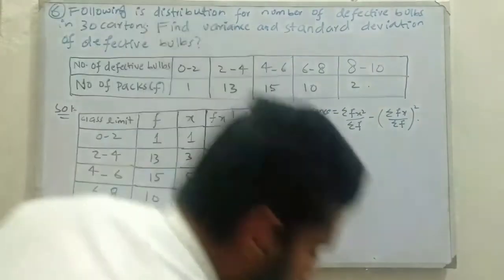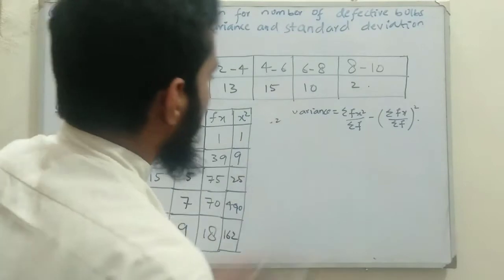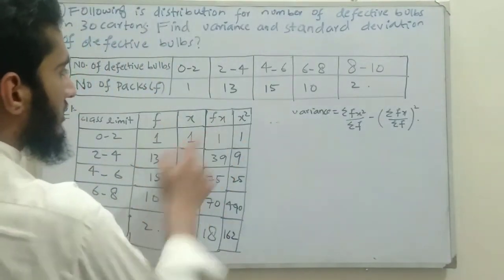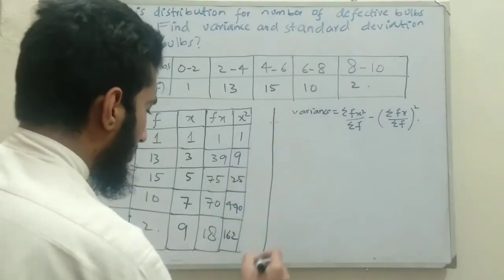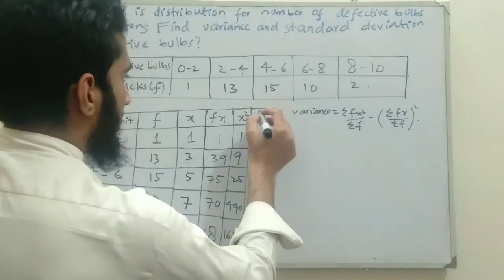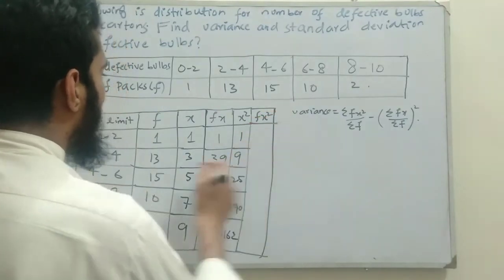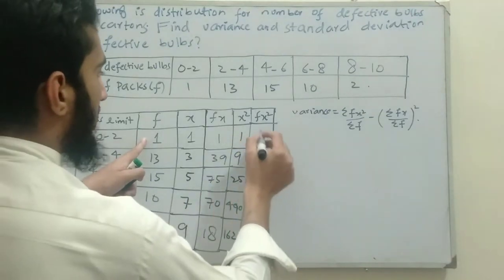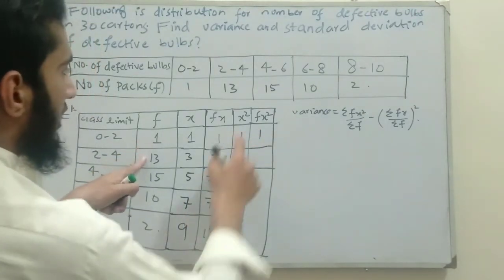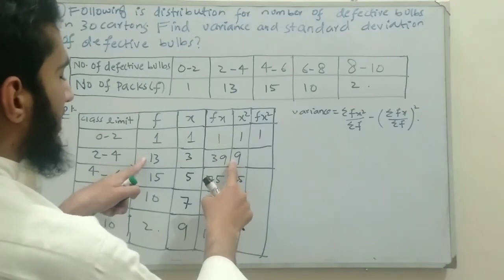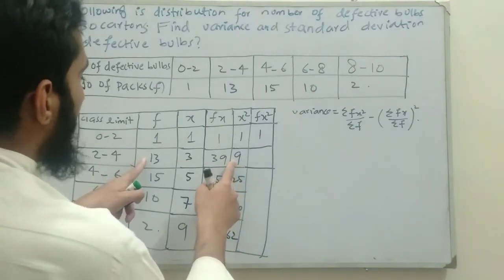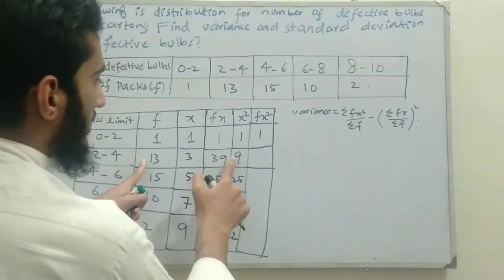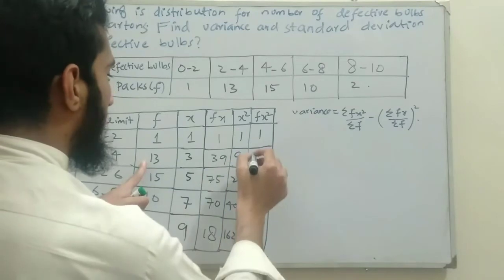Now after this we will multiply f with x square because here is a summation of f x square. This is f and this is x square. So multiply f with x square. So let's suppose this is f x square. So f is 1 in this case and x square is 1. So 1 multiply 1 gives us 1. After this f is 13 and x square is 9. So 9 multiply 13 will give us 117.